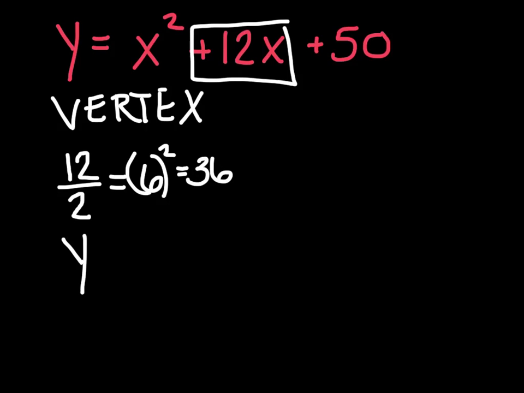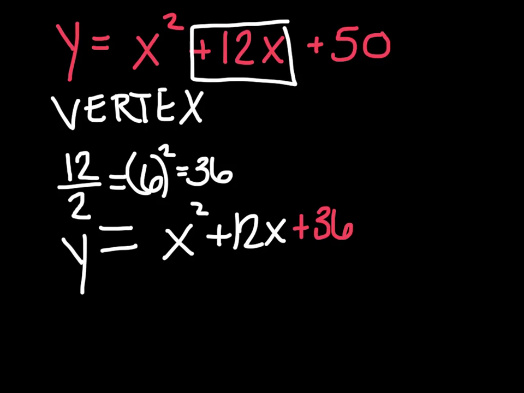Now watch where I put them. I'm going to say y equals x squared plus 12x, and here's where you stick them in. Plus 36 and minus 36. And then you still have your plus 50. Notice we put them right next to each other, the positive one first, the negative one second.